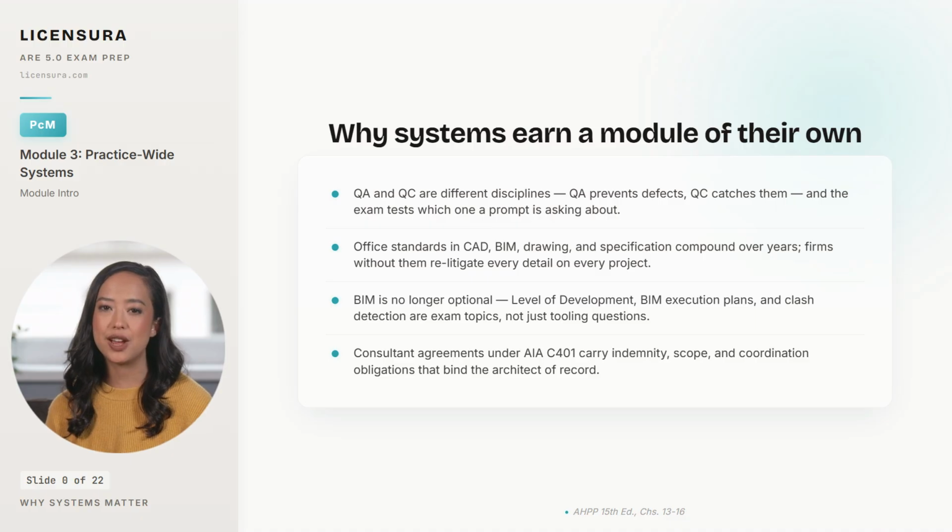And fourth, consultant agreements under the AIA C401 document carry indemnity, scope, and coordination obligations that bind the architect of record. The consultant's failures travel up the contractual chain.